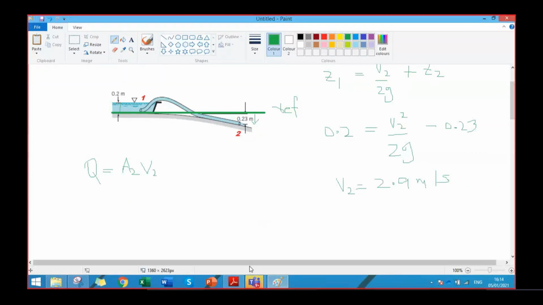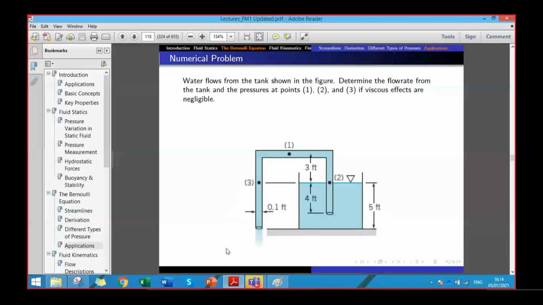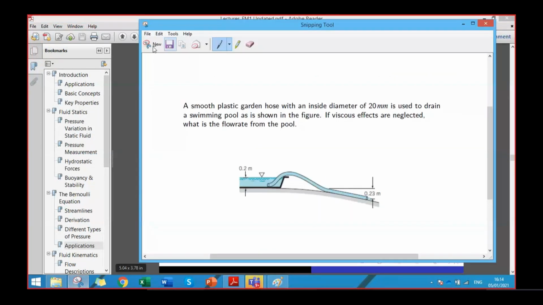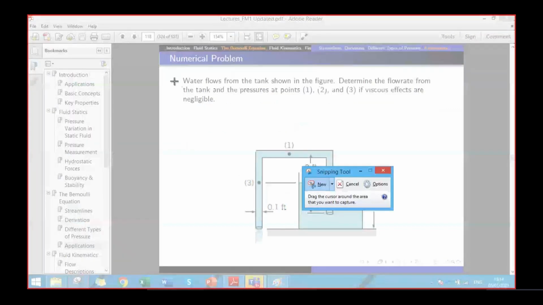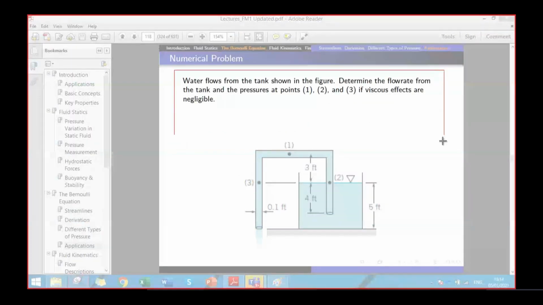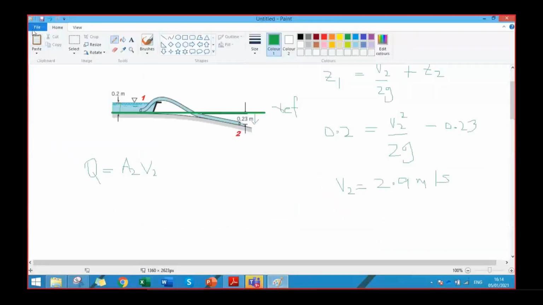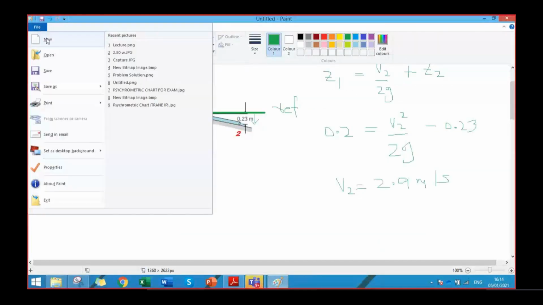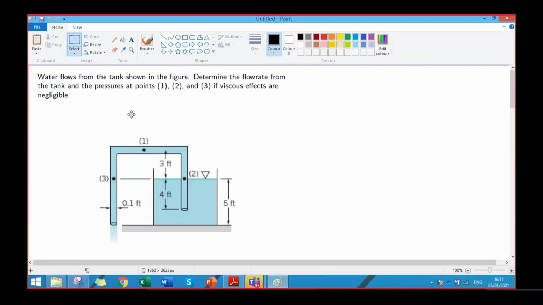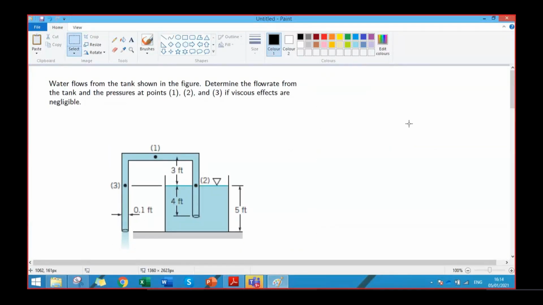Then we have another problem to solve. That's another description to help us solve the Bernoulli equation. That's a bit interesting or a bit challenging one. So I would be delighted if you can help me to solve this problem. It will mean that you have understood the Bernoulli equation very well if you can solve this problem.